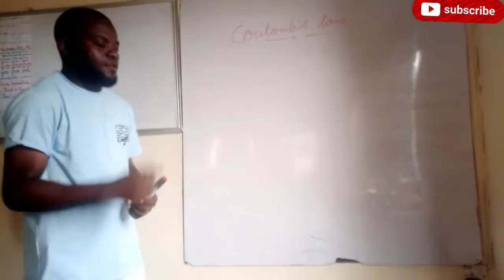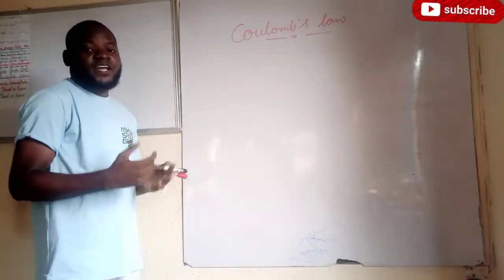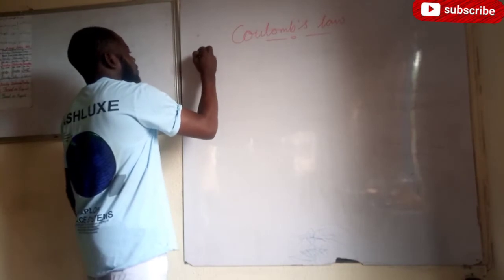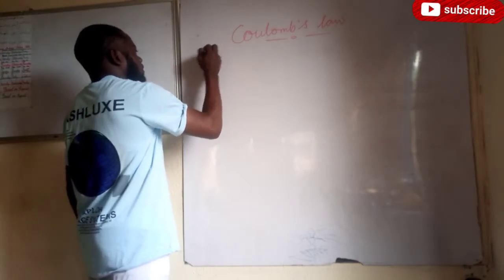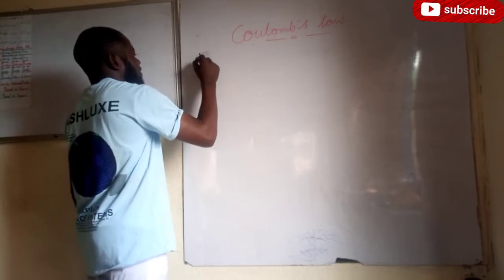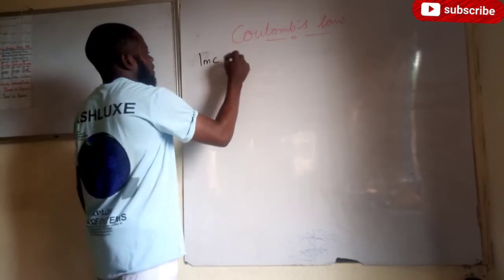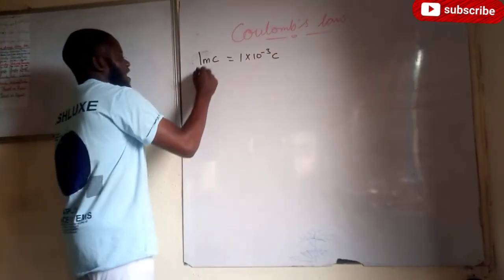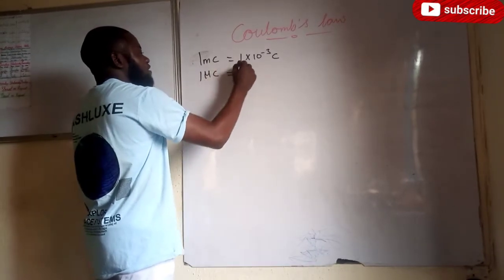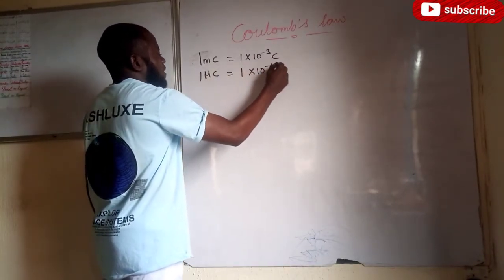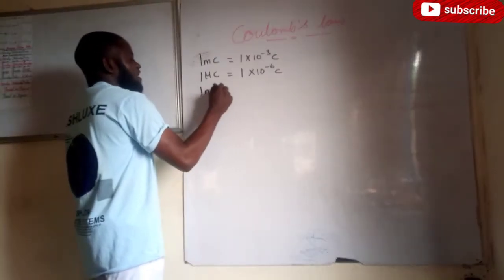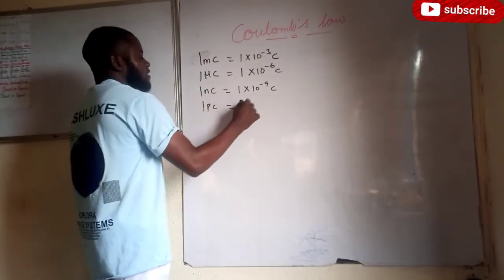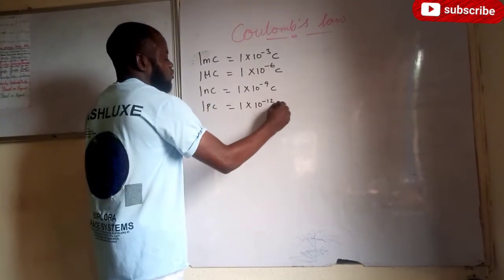Now, before we start looking at the question, I would like us to look at some certain conversions that will be very, very useful for us. If I have 1 millicoulomb, this is equivalent to 1 times 10 to the power of minus 3 coulomb. And 1 microcoulomb is 1 times 10 raised to power minus 6 coulomb. And when I have 1 nanocoulomb, this is 1 times 10 raised to power minus 9 coulomb. 1 picocoulomb is 1 multiplied by 10 to power of minus 12 coulomb.